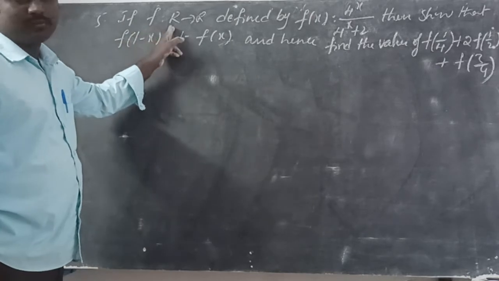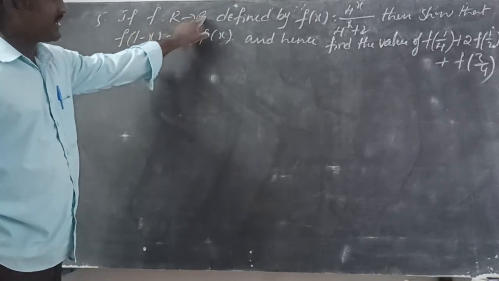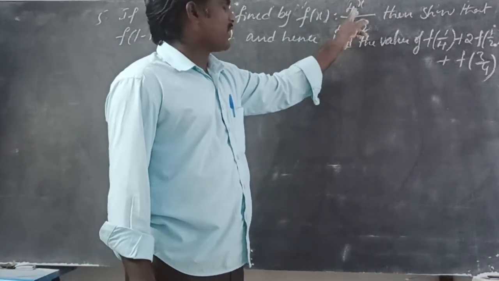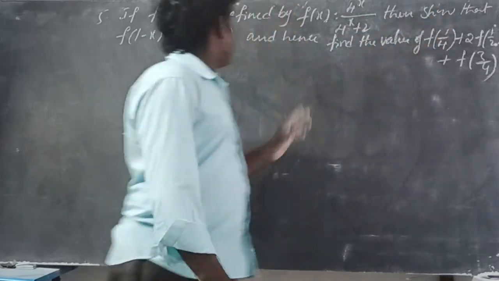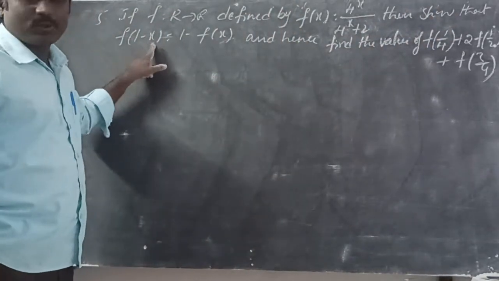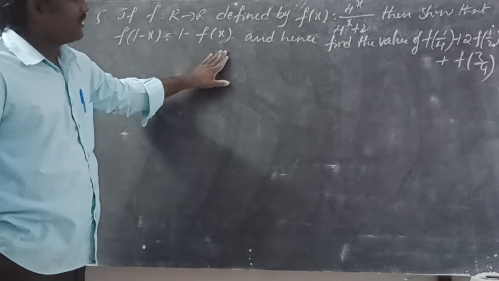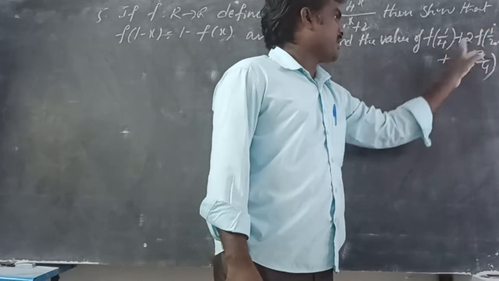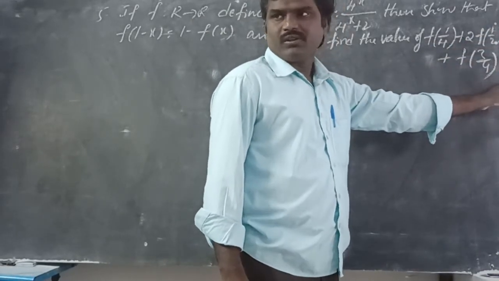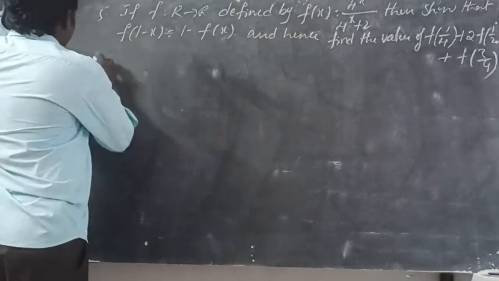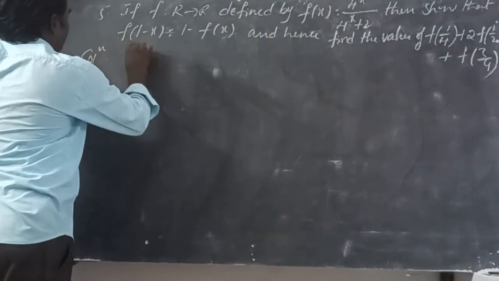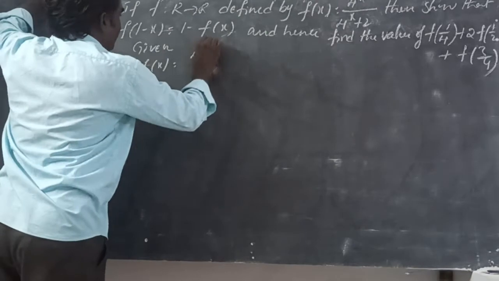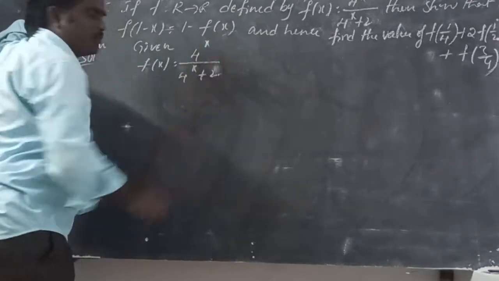If f from R to R, domain is R, codomain is R, defined by f of x is equal to 4 power x by (4 power x plus 2), then show that f of (1 minus x) is equal to 1 minus f of x. Okay, and hence find the value of f of 1 by 4 plus 2 of f of 1 by 2 plus f of 3 by 4. So here, first, given f of x is equal to 4 power x by (4 power x plus 2).